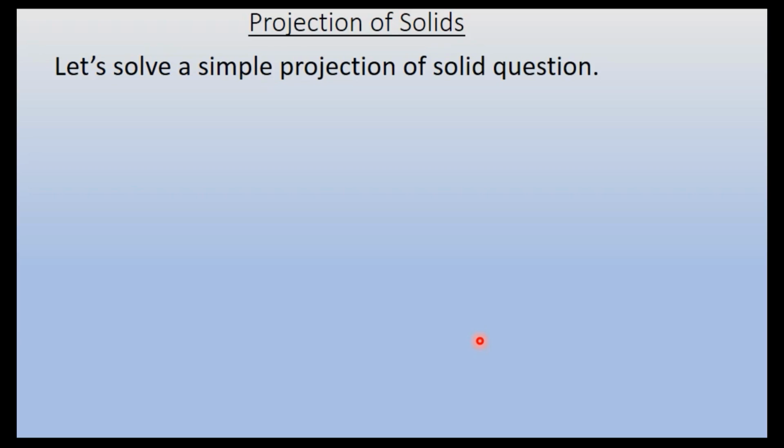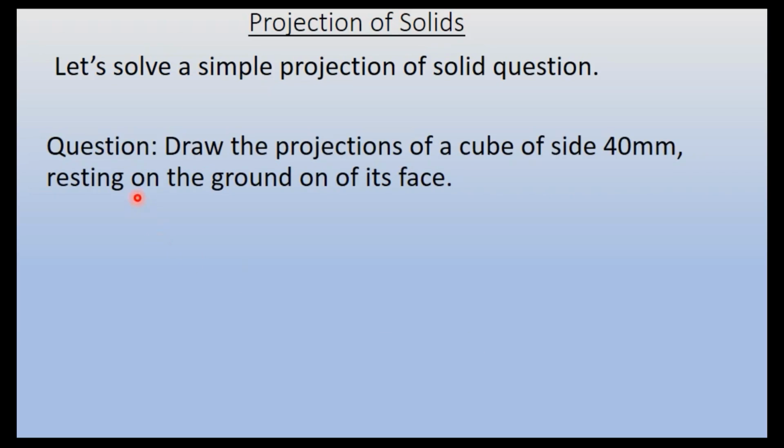So here let us take a simple problem of a cube. The question mentions, draw the projections of a cube of 40 mm side resting on the ground on one of its faces. So here a cube is given of 40 mm side and it is resting on the ground on its face. So you have to draw the three views, front view, top view and side view. But here you need to see that there is no diagram given. This is only the instructions. This will be the final question itself.